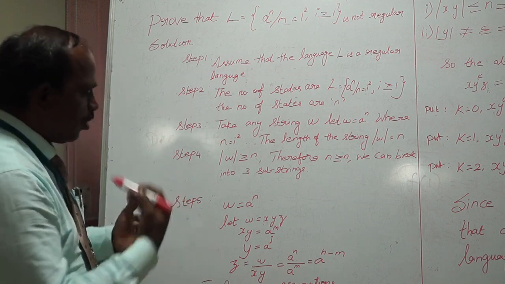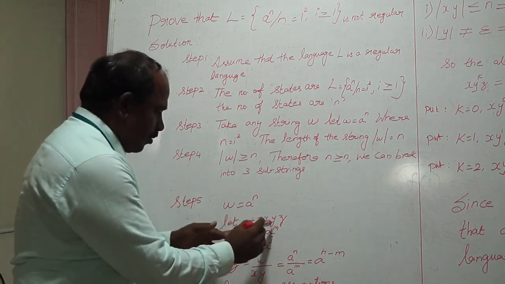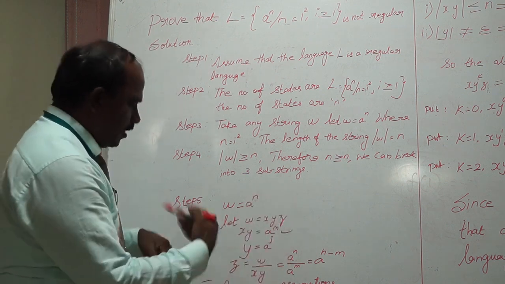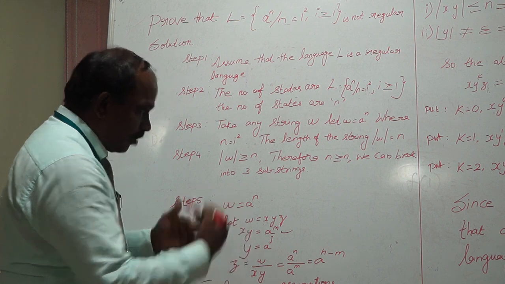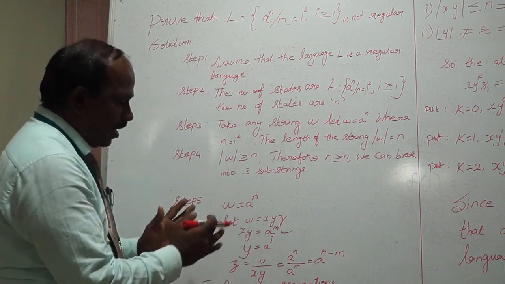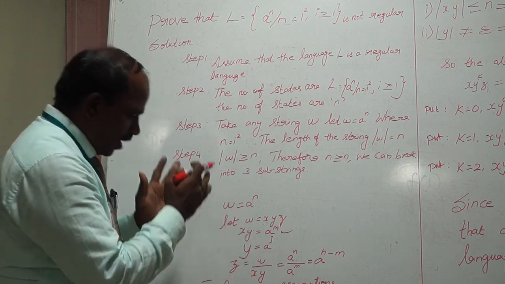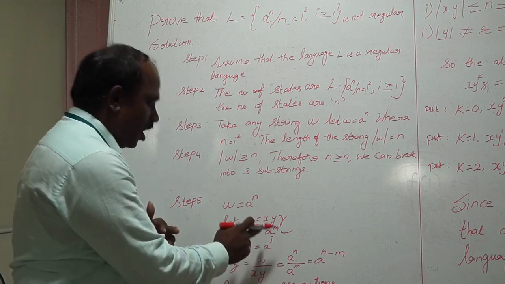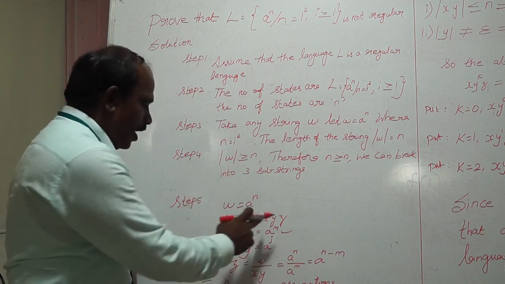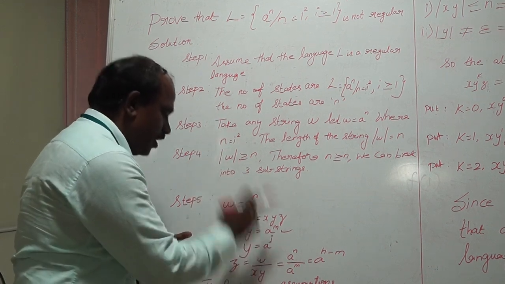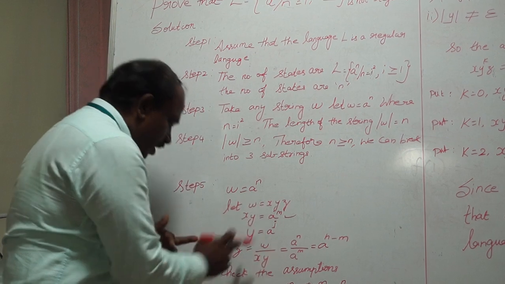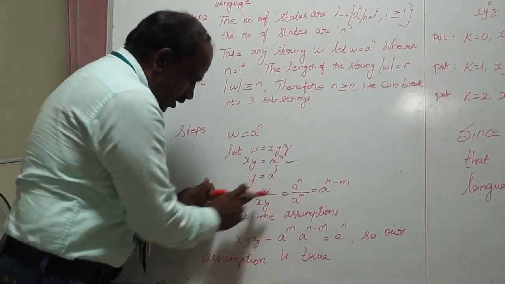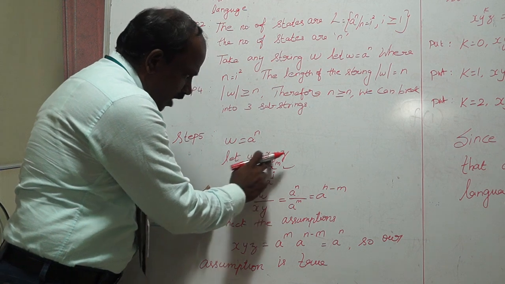This length we are going to find out now. Now for xy, we are assuming the length is a^m. According to the pumping lemma, the length of xy should be less than or equal to n, and y should not be empty. So the xy length, we take as a^m, and the y length I am going to take as a^j. Then the z length we find out by w divided by xy equals z.